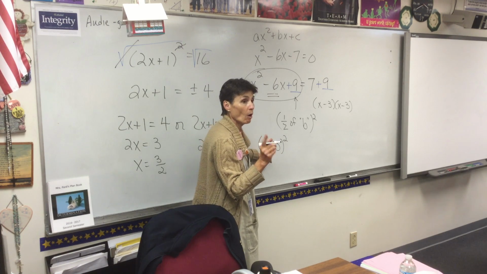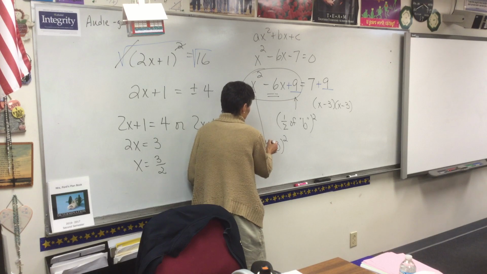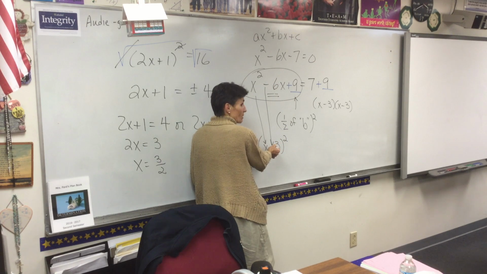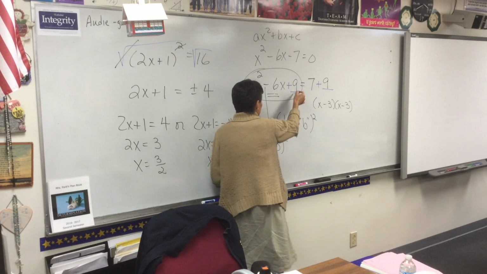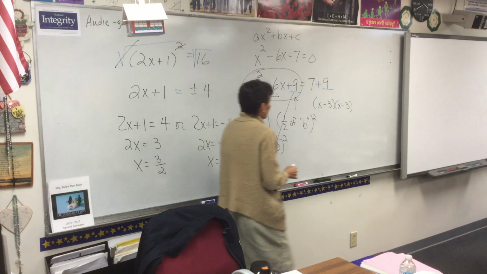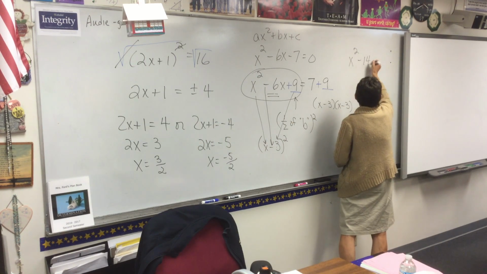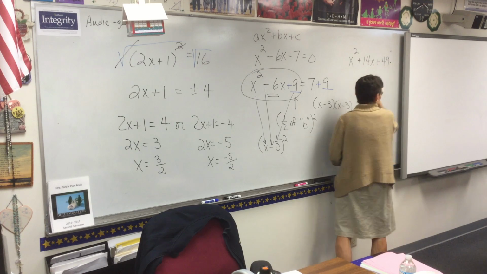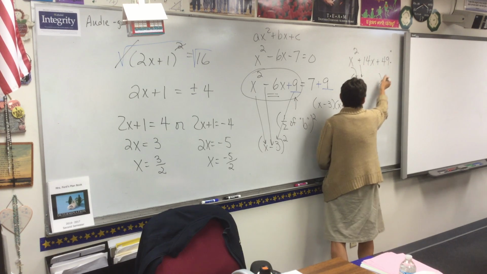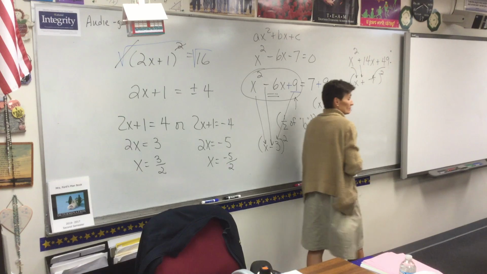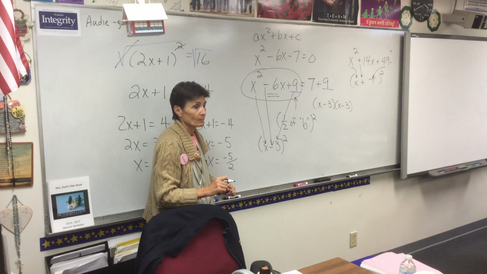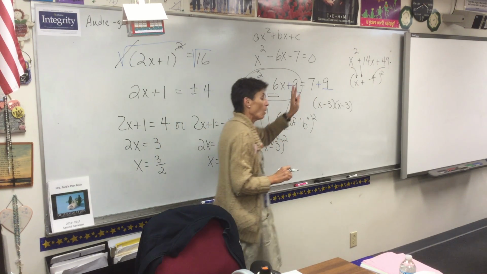And the perfect square will always be an x. This sign will be whatever it is. So that's a minus. This is going to be a minus. And then the 3 is the square root of 9. So if we had x squared plus 14x plus 49, that perfect square would be x plus 7. And that will always happen, guys, if you've done it correctly. If you have filled in the blank with the right number, that will always happen.